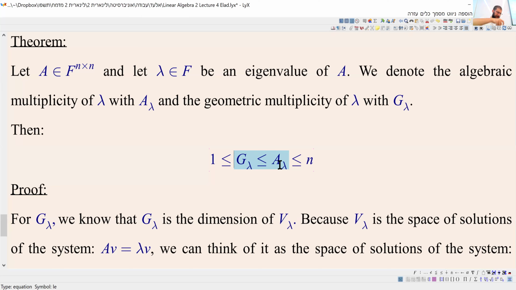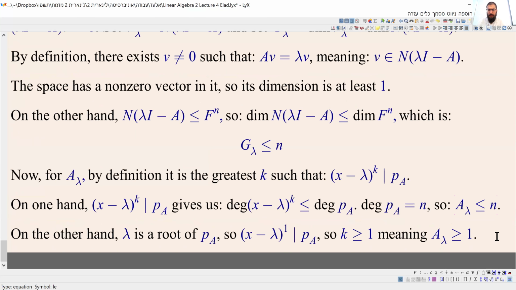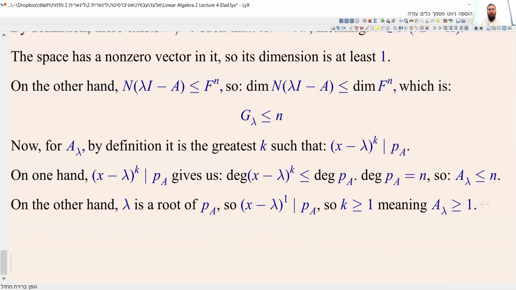Our time is short, our syllabus is long, so I want to move on. But of course, it is correct, and we can use it as much as we want. Okay, so I move on.